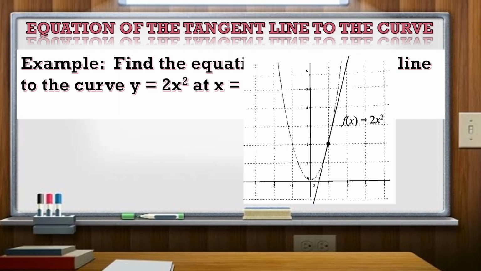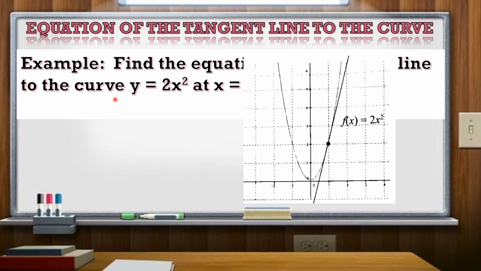Another example, function 2x squared at x is equal to 2. So, pareho lang din. But now, we are looking for the equation of the tangent line, not the slope of the tangent line na. Okay, kanina, kukunin natin yung slope of the tangent line to a curve. Ngayon naman, kukunin natin yung equation of the tangent line to the curve.